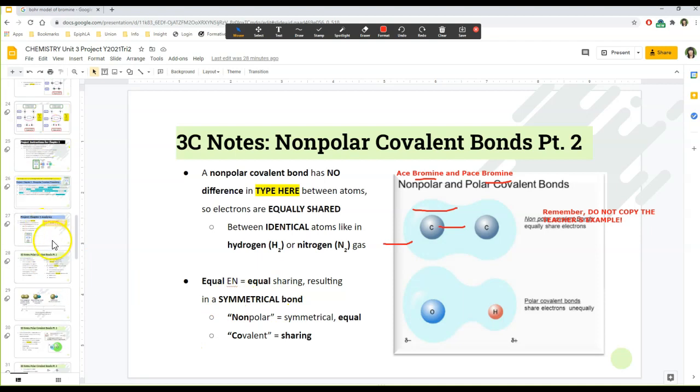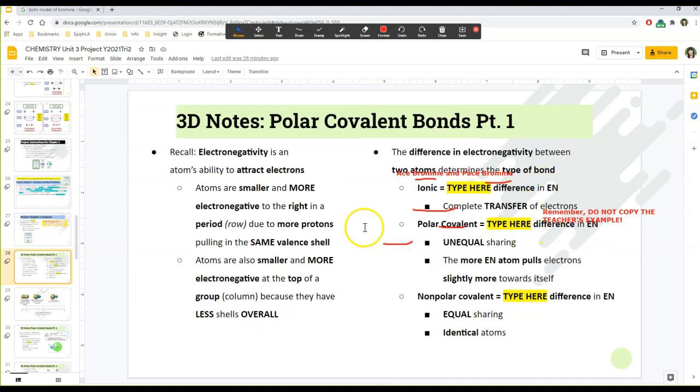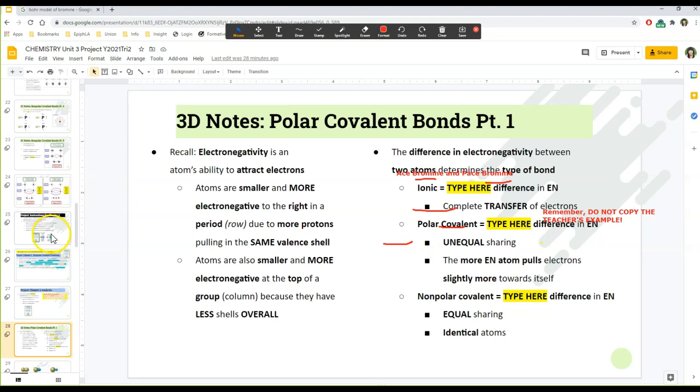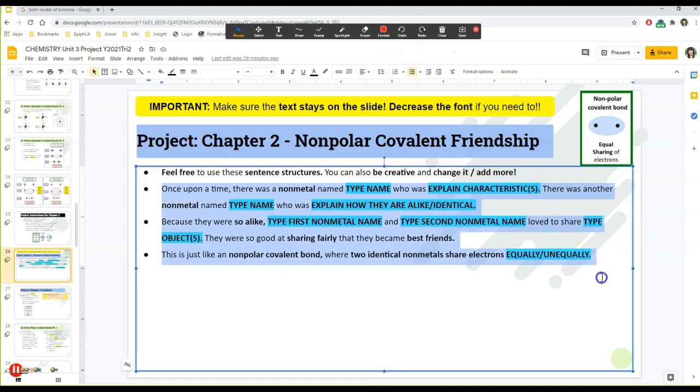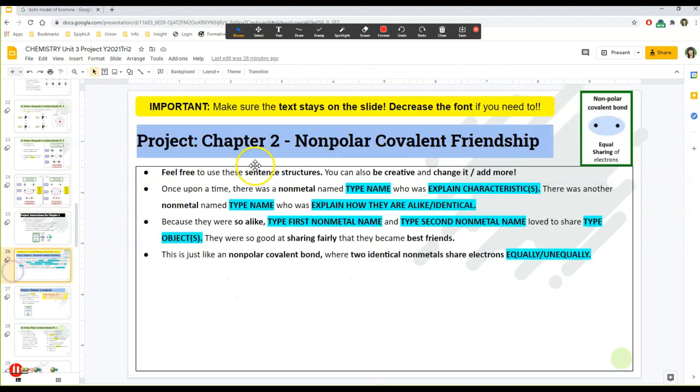Okay, so let's go ahead and take a look at my story again. Here we go. All right, so let's go ahead and actually take a look at the sentence structure here. Again, you can feel free to delete this and change it into your own as long as it meets these 5 criteria. I'm totally fine with that. But let me go ahead and actually show you how I would use it.